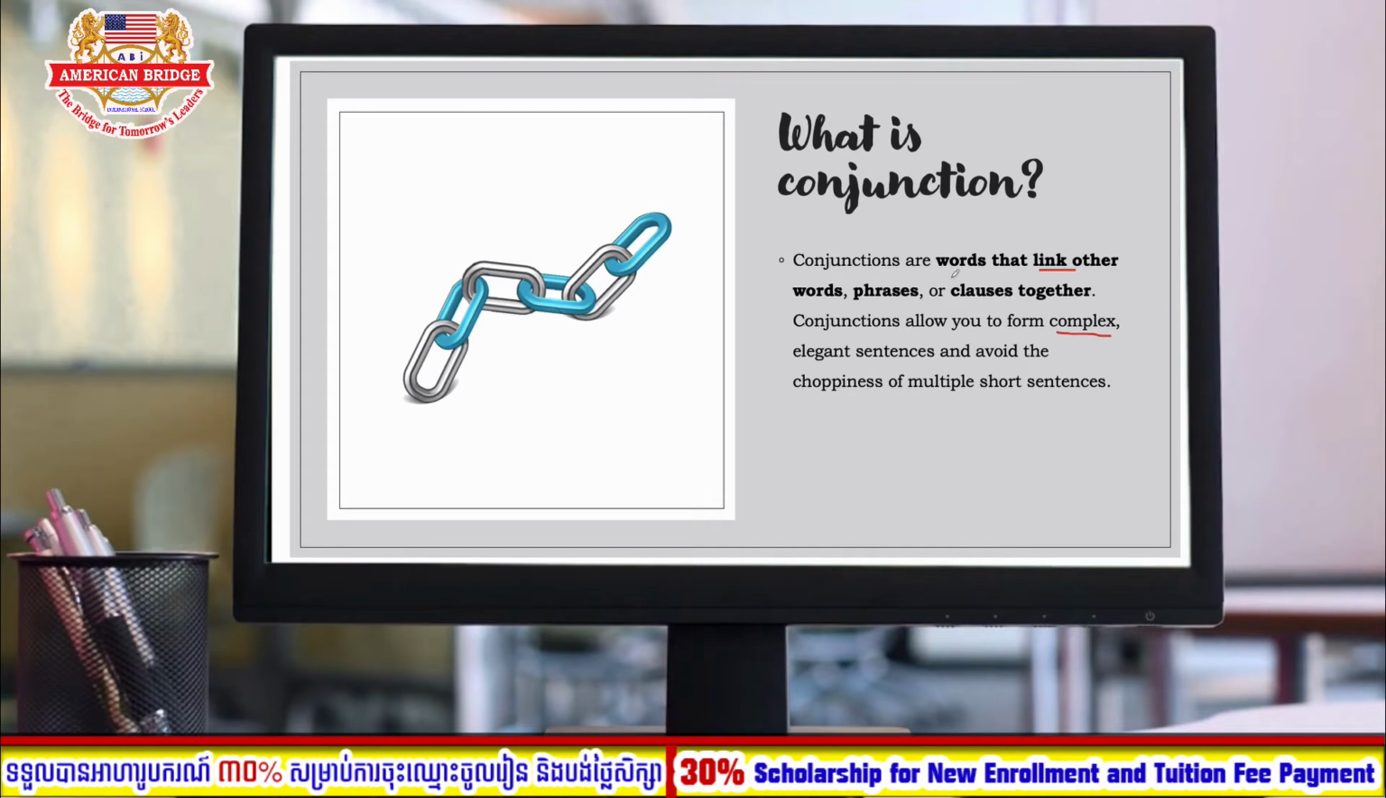If you look at this definition, conjunctions are words and we use those words to link other words, phrases, or clauses together. Doing so will allow you to avoid the choppiness of multiple short sentences. Instead of saying short sentences many times, you can combine those short sentences into one complex and elegant sentence by using conjunctions.